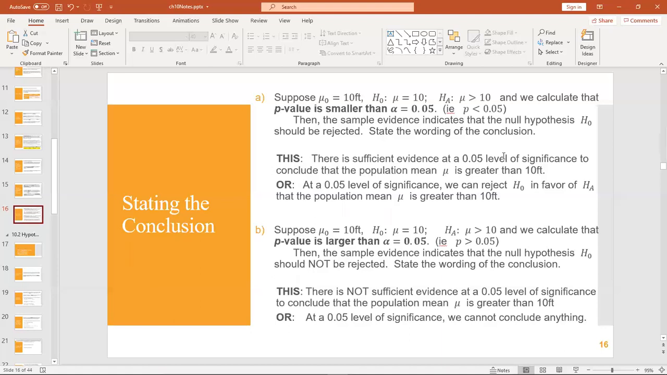Suppose we calculate a p-value that is larger than 0.05. Then the sample evidence indicates that the null hypothesis H0 should not be rejected. That basically means there is not evidence at a 0.05 level to say that the mean is greater than 10 feet. So at a 0.05 level, we cannot conclude anything. Again, if you fail to reject, that doesn't necessarily mean the null hypothesis is true. It's just you don't have enough evidence to reject it, so you don't really know what the outcome is. You'd have to try again.